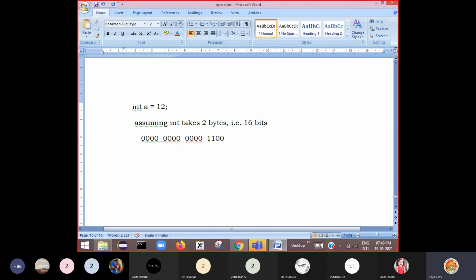Okay, assume it is minus 12. How is it to be represented internally? That means the computer should distinguish between a positive number and a negative number, yes or no? So for that purpose, what it will do is use this leftmost bit.